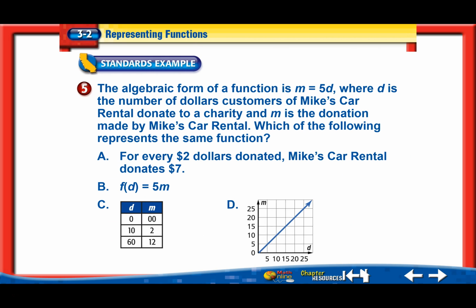Oh boy, here comes a long one. Standards example. An algebraic form of the function m equals 5d, where d is the number of dollars spent on Mike's car rental donation to charity, where m is the donation made by Mike's car rental. Which of the following represents the same function? For every $2 donated, Mike's car rental donates 7. That doesn't seem to make sense. Find d is 5m, or graph here. Or sorry, table there, graph there.